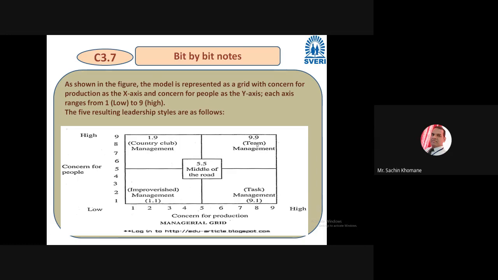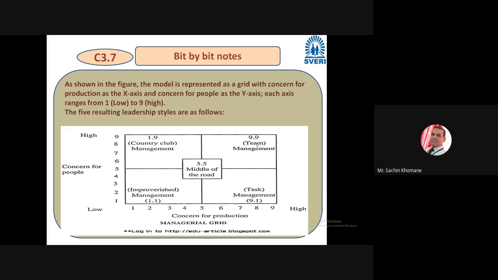Then on the left side, on the vertical axis, is concern for people. That scale is also from low to high. 1, 2, 3, 4, 5, 6, up to 9. Generally, this managerial grid is always represented in this low to high form, and they use the numbering 1 to 9 on the horizontal axis and the vertical axis also.